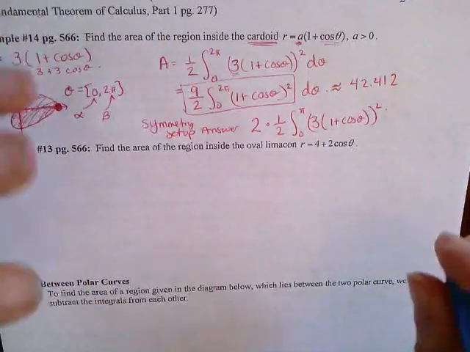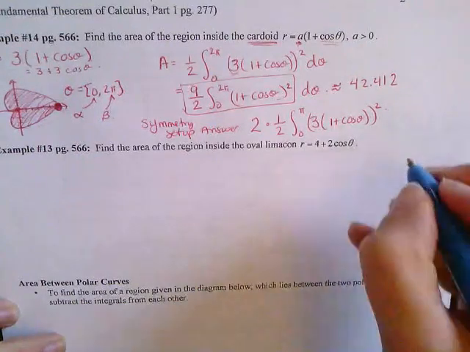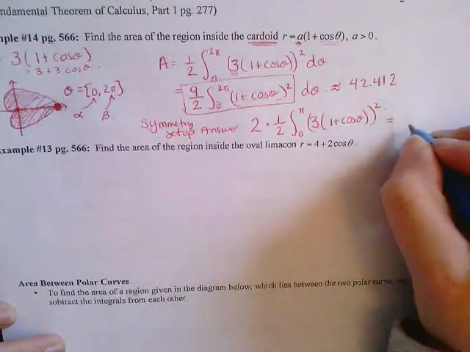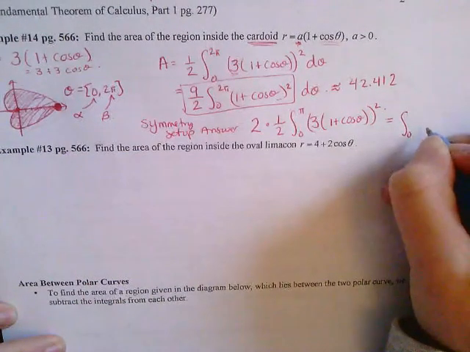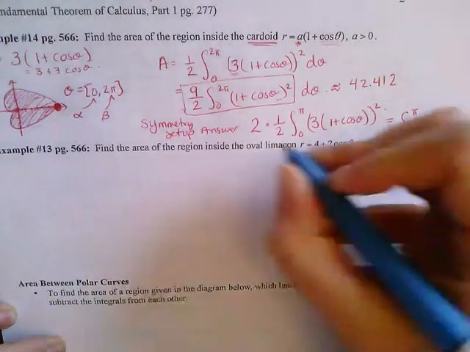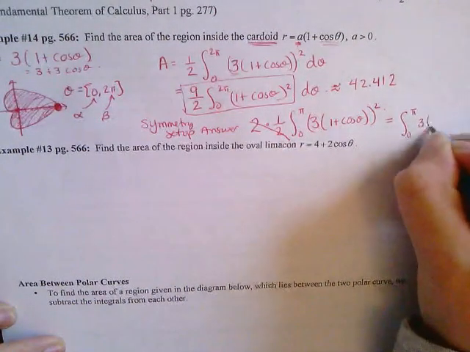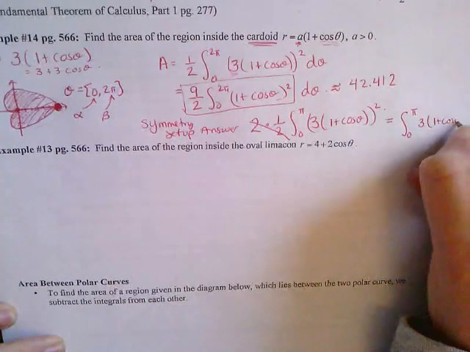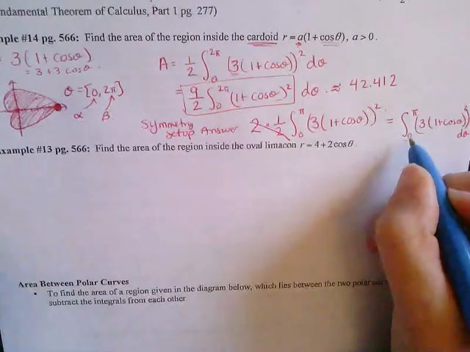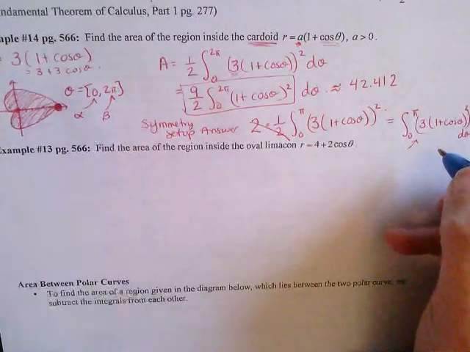So if you see that on a quiz, do not come up to me and tell me the answer is not there. And then of course, if you clean this up a little bit, you will end up with 0 to pi, because what happens to 2 times 1/2? 3 times 1 plus cosine theta squared d theta. Or you can have 9, right? So all of these are possible answers based on symmetry.